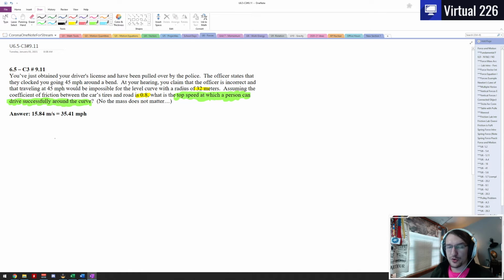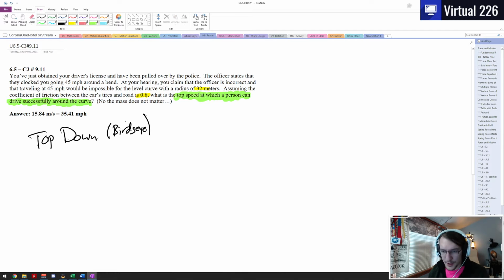Now, the most important thing you could do in every problem ever, old Grandpappy Botzer said, draw a picture. So we're actually going to draw two pictures here. We're going to draw one from the top down first. So this is a top down, or bird's eye view, because it's like looking down on you. In this curve right here, you've got some road, and the road isn't circular, but we're driving on the curve.